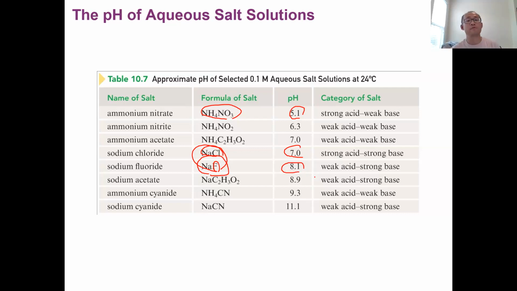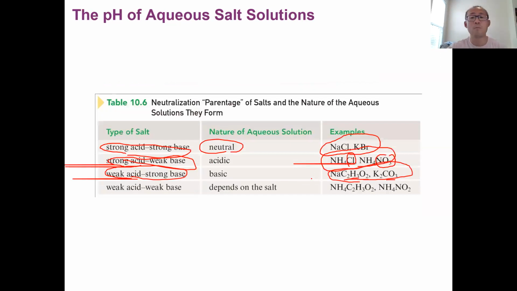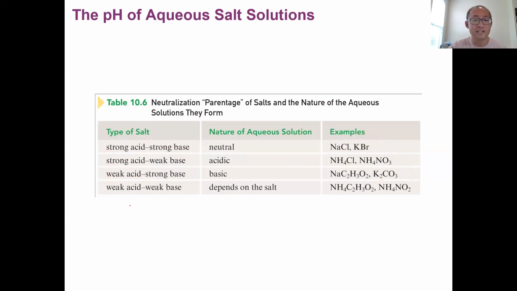Again, these are examples of salts with their pH and category, and you should see if you can understand and, most importantly, determine the acidity or basicity of these salts. But if you come across a salt with a weak acid and weak base category, we don't discuss that much in this class. It's not in the scope of this class.